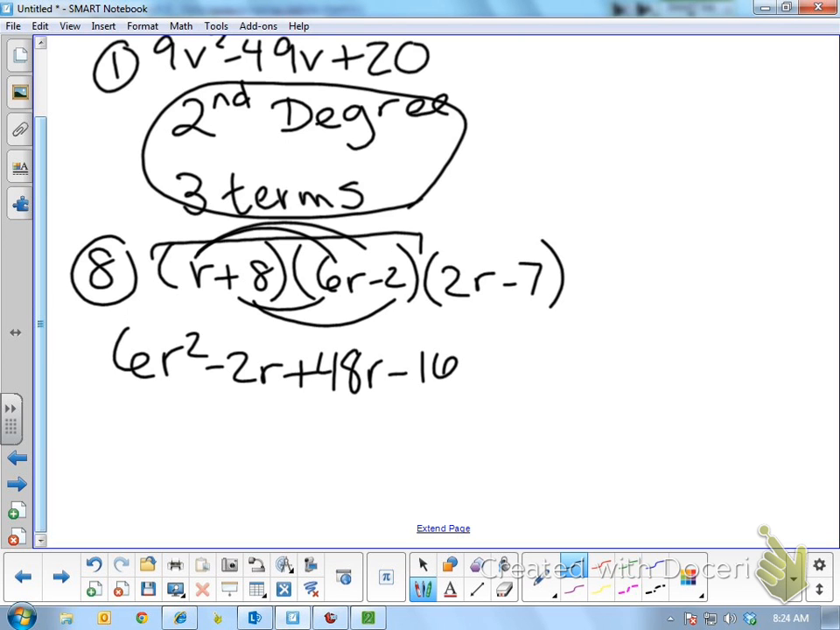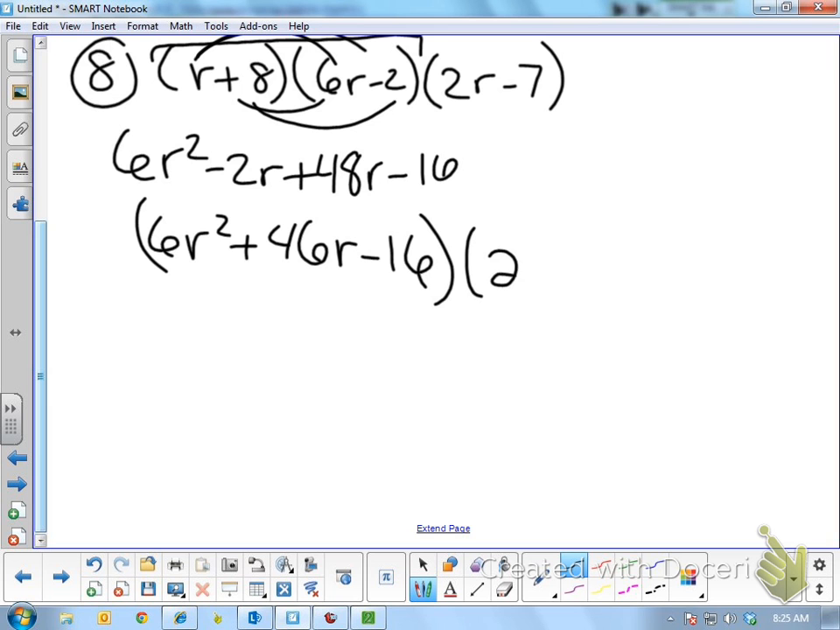If we do have like terms, we combine our like terms. Which ones are our like terms? Negative 2r and 48r, so negative 2 plus 48 is 46r. We do leave this in parentheses. Normally we can let the parentheses go away, but since this third one still has parentheses, I cannot just let the parentheses go away on this one. So we just bring the third one down, and now we would multiply again.